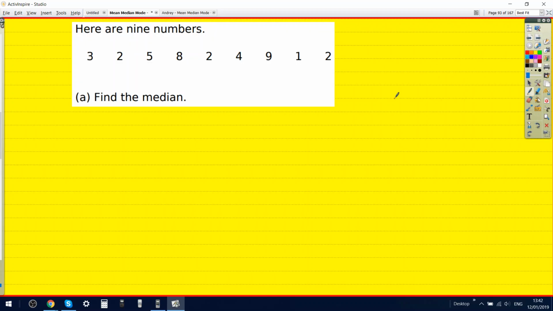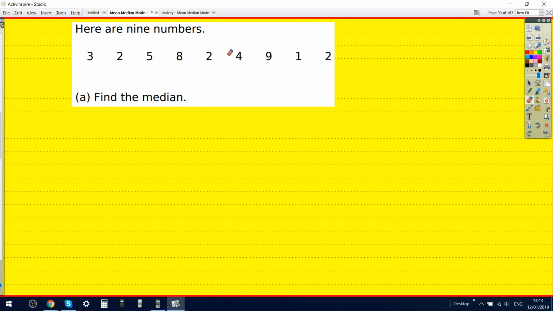Okay, how about the median here? Here are 9 numbers. Find the median. So is it 9 plus 1 divided by 2? What will that give you? 5. Right. When you get 5, what happens afterwards? You might think that, well, it's the 5th one because there's 4 smaller, 4 bigger. But what do you notice about these numbers?